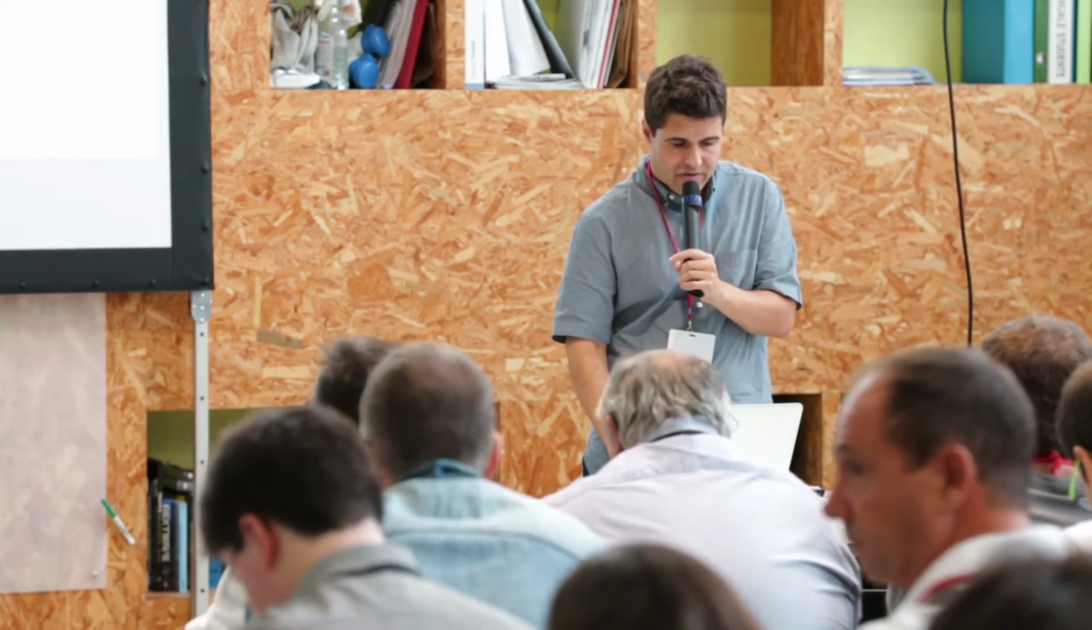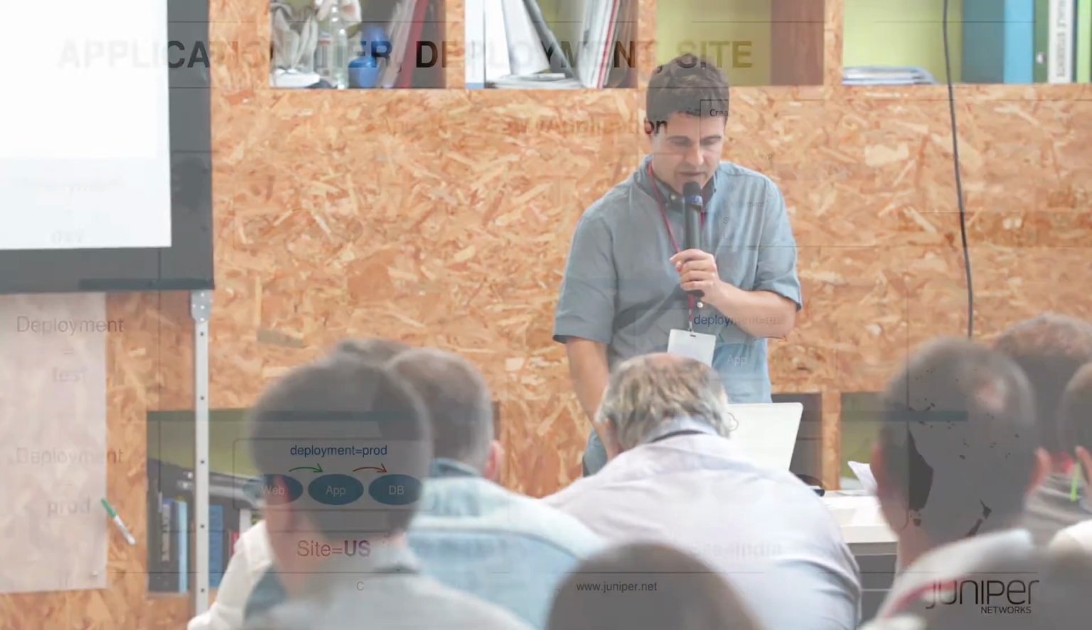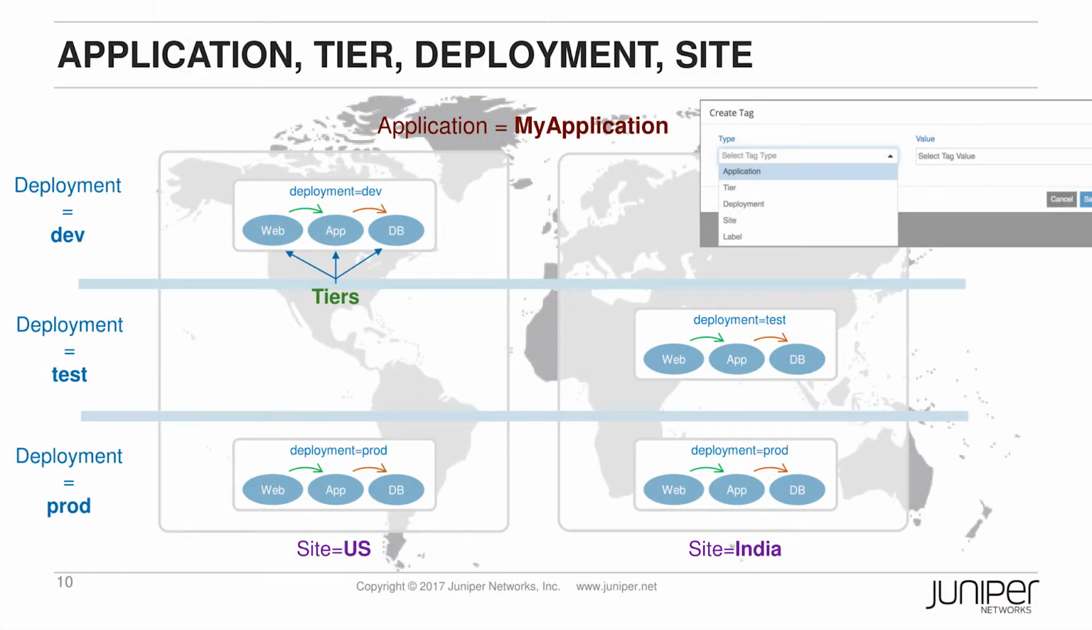So in this case, we have 3 deployments. We have one application, my application. We have 3 tiers. And we are tagging. So let's see how it looks in Contrail. So now we are going to see the demo.